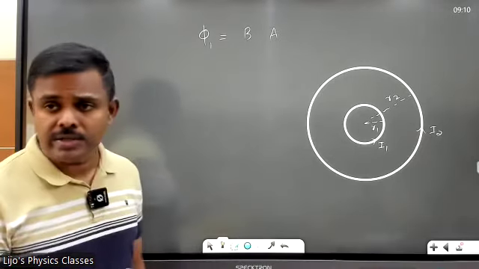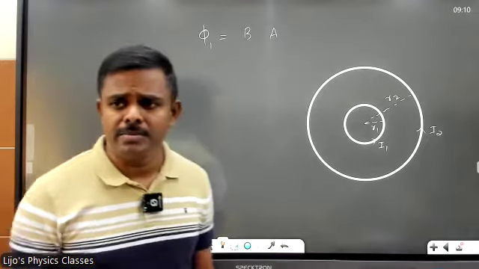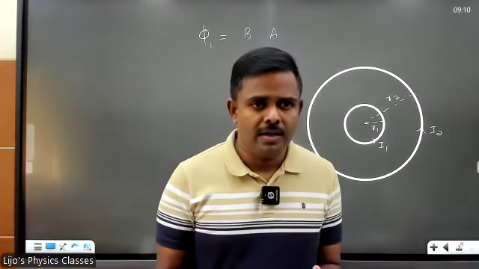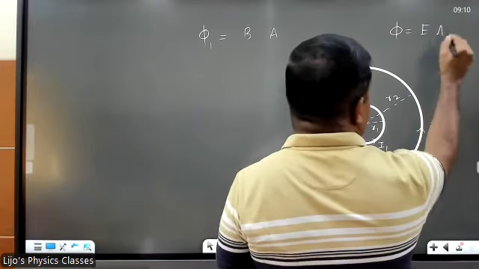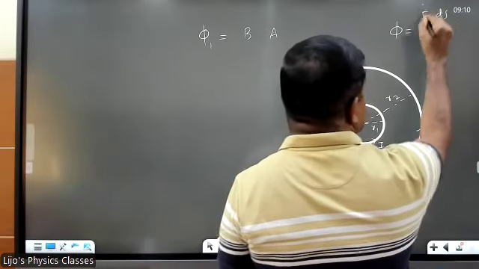Flux is given by what? Do you remember this? Tell me. Electric flux is given by E into A, or it is E into ds. This is from Gauss's law.